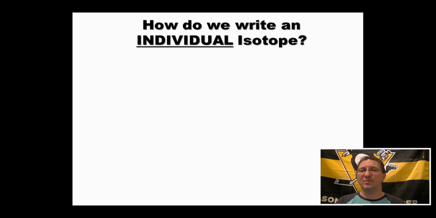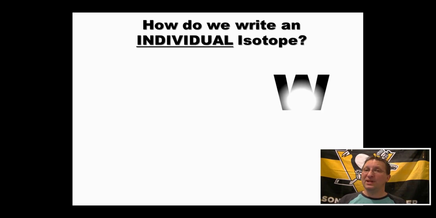How do we write the information down about individual isotopes? So again, the periodic table is sort of a general collection of average numbers and average things for all the different versions of the atoms that are out there. But when we say isotope, we are now talking about an individual thing, an individual atom, or an individual collection of protons, neutrons, and electrons. That's what an isotope is.